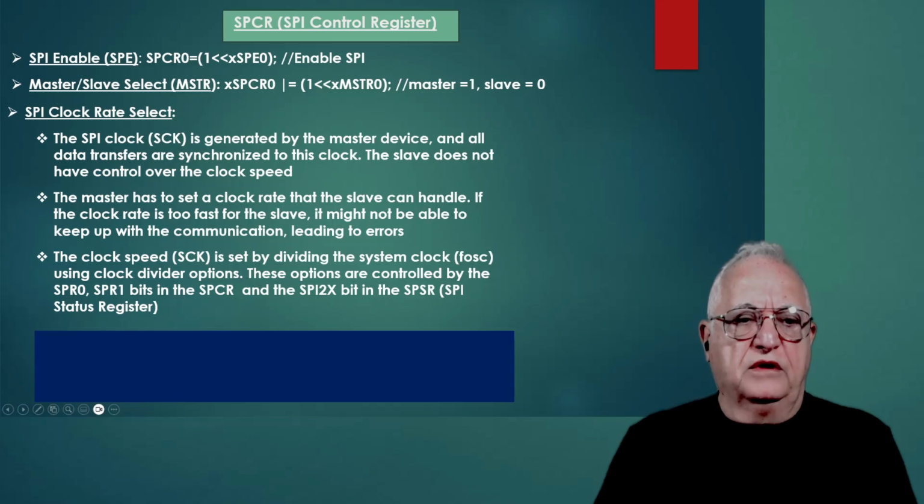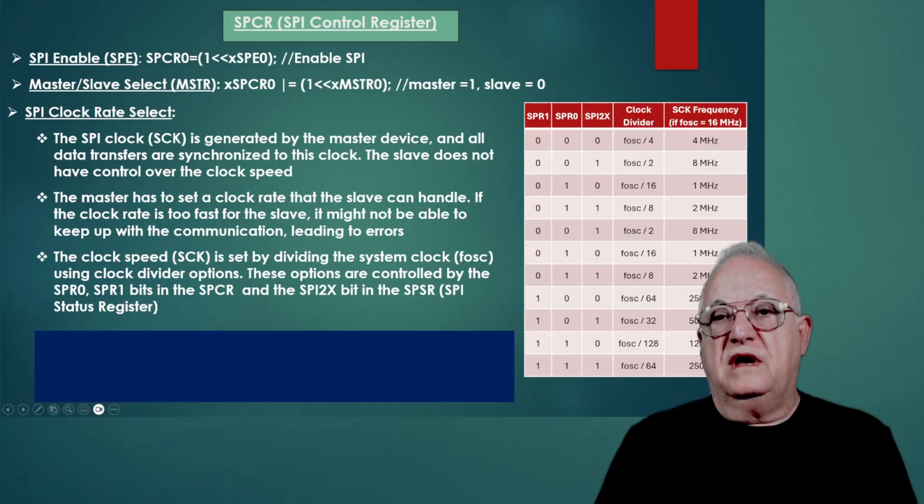So now let's talk about setting up the speed. We have this table that shows you how you set up the speed. So for example, if you want a clock to go at 4 MHz, then you would set SPR1 to 0, SPR0 to 0, and SPI2X to 0. And that would give you 4 megahertz, which is your system clock divided by 4.